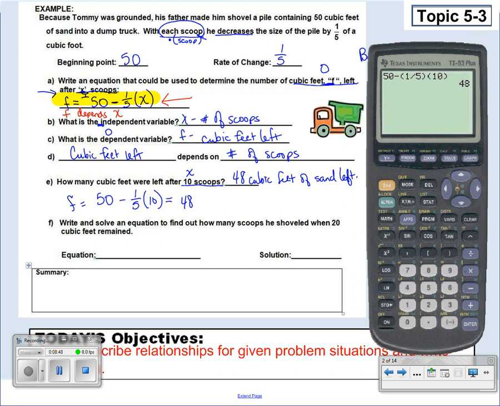Part F says write and solve an equation to find out how many scoops he shoveled when 20 cubic feet remain. So what they give us is 20 cubic feet remain. 20 cubic feet, that represents our F. If I go back up, F is the cubic feet left. We want to find out how many scoops. We want to find out what X is. So our equation, going back to our original equation, instead of F, we're going to put 20. That gives us 20 equals 50 minus 1/5 times X.